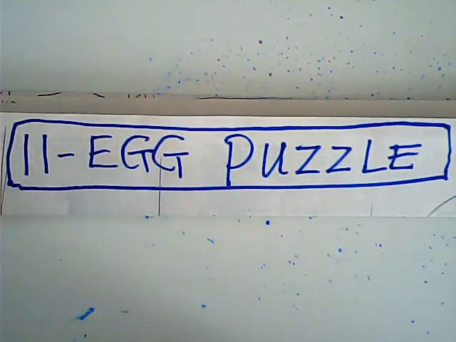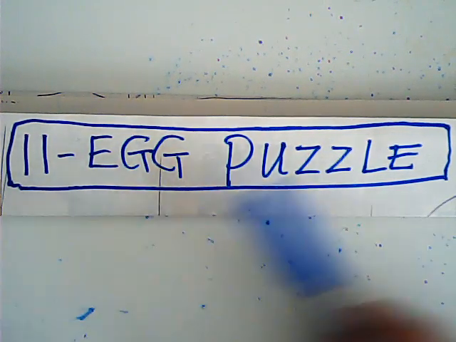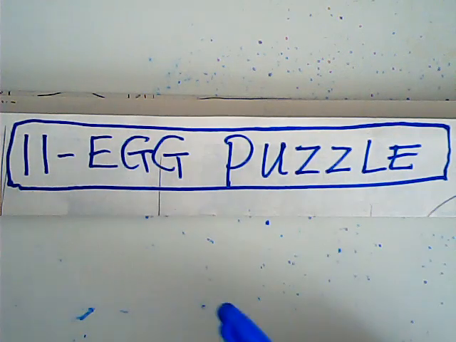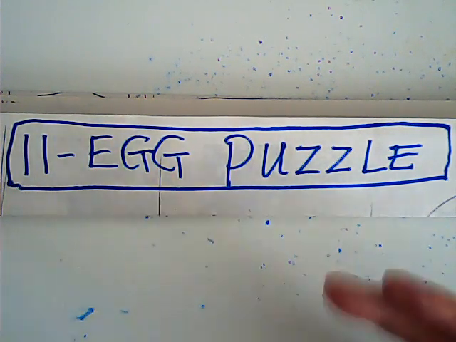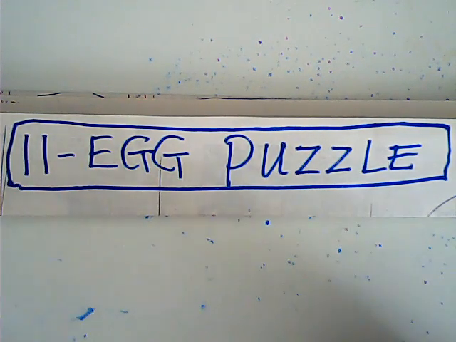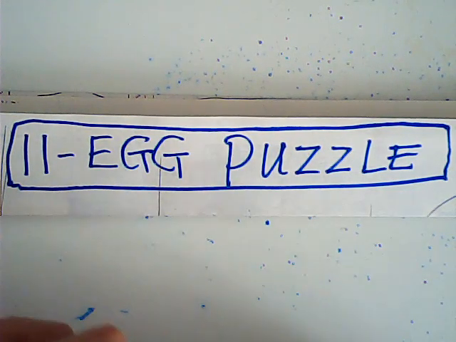Okay, that's the puzzle. You have 11 eggs. They all look the same, but one of them is different in weight. You have one balance. You can use it only 3 times, and you are going to find out that different egg, but also tell whether the egg is lighter or heavier. That's the puzzle. Now it's not easy.